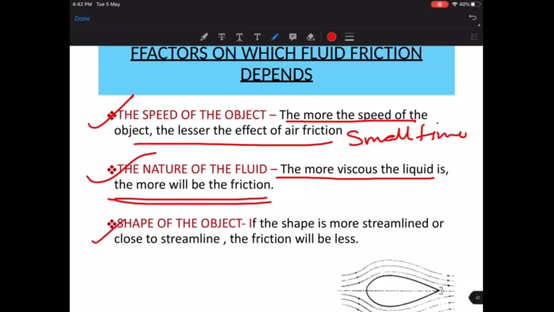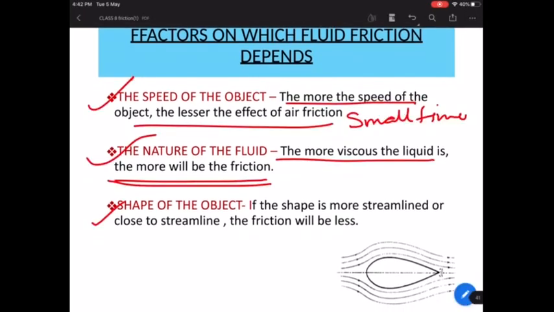Correct? And the last point is the shape of the object, which I told you about: how the shape of the object should be in order to reduce the friction. The shape has to be a streamlined shape. So these are the three important points which you have to take care of.